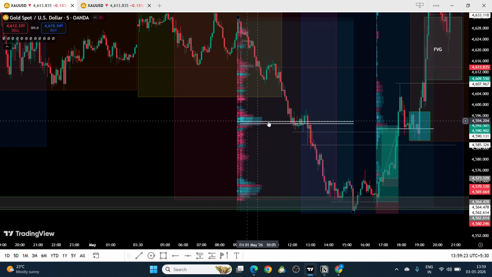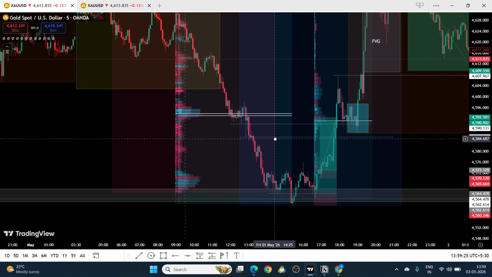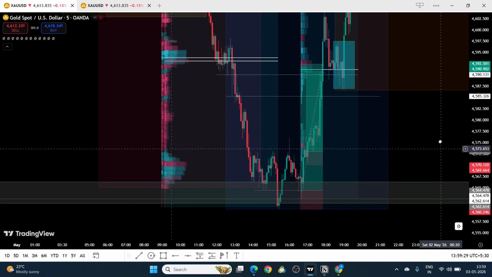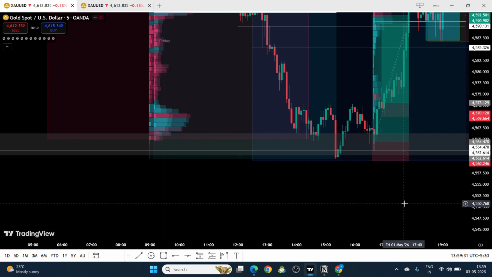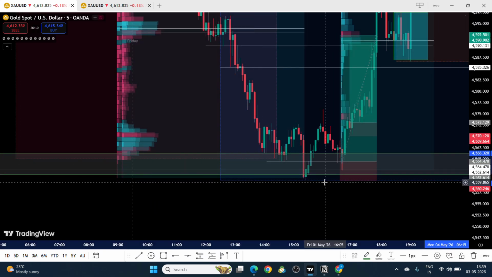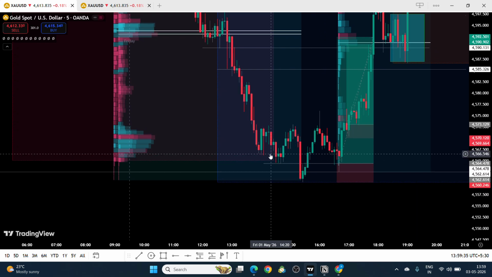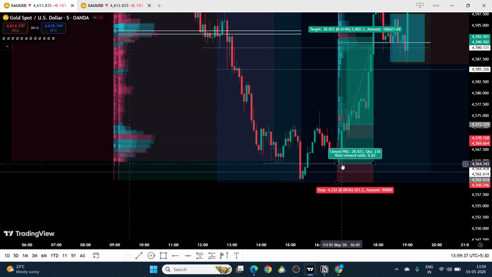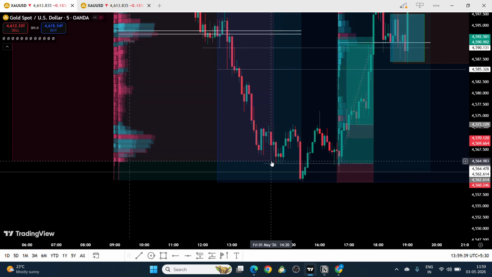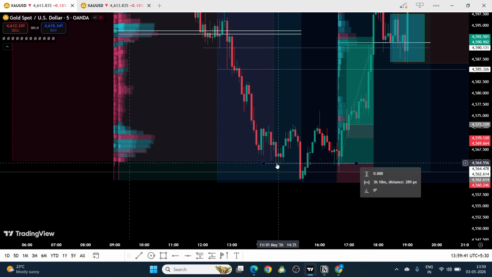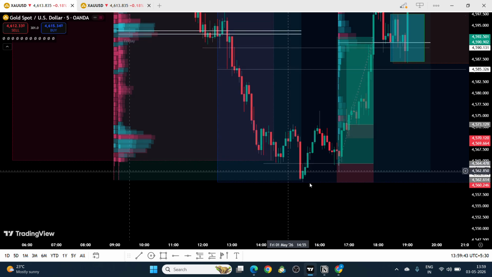And here is one more area. So how can we take the entry here? If you see very closely, this is the area where we can see the entry, because first it touched, and again it induced and took away the liquidity. So this is the second point, and from here you can take the entry.